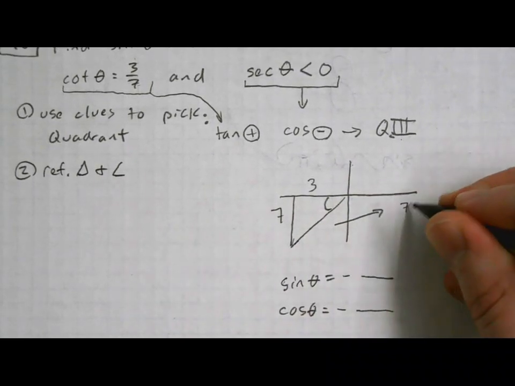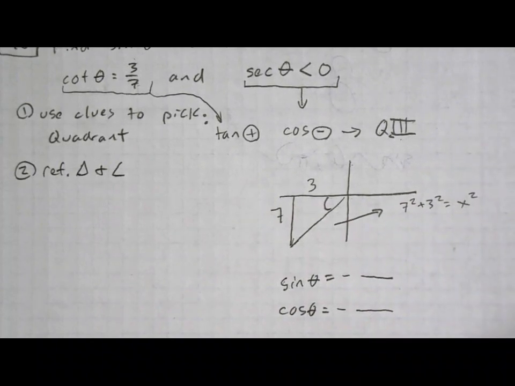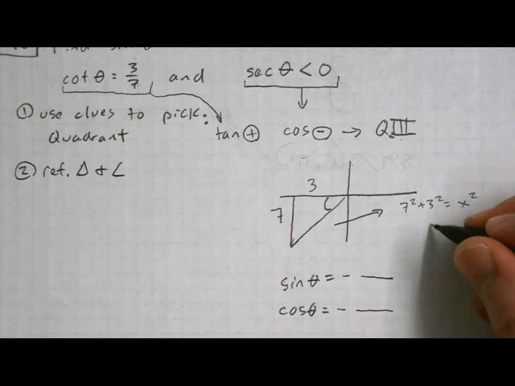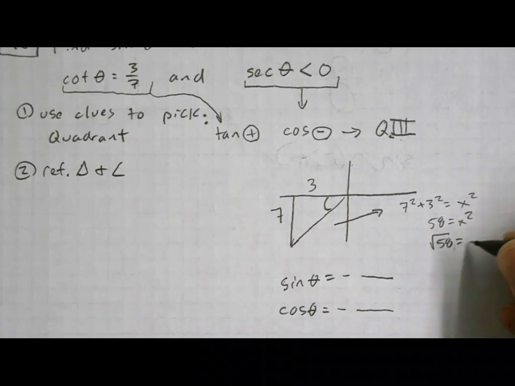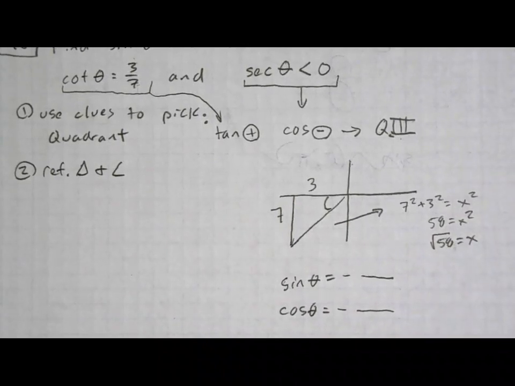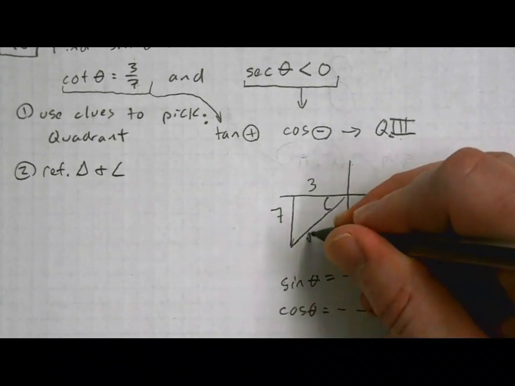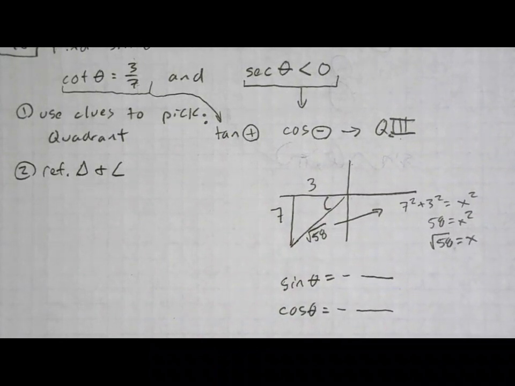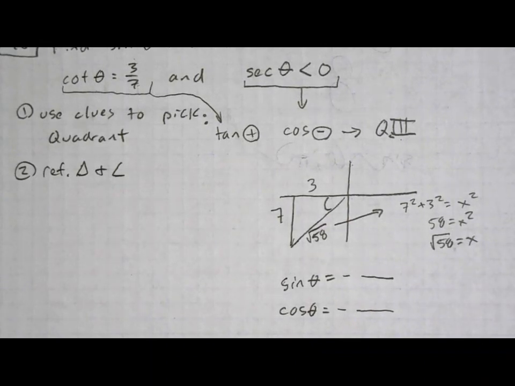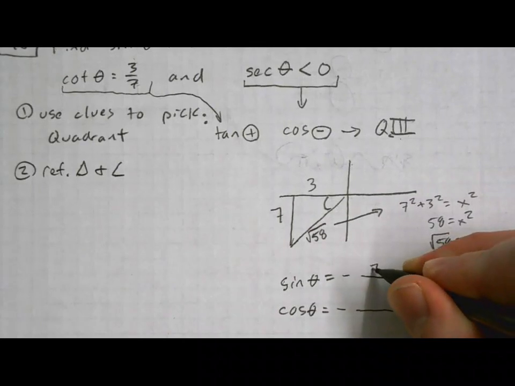Yeah. 7 squared plus 3 squared is x squared. 49 and 9. I don't think that simplifies either, does it? Root 58. Nope. Cool. So, sine is just opposite over hypotenuse. Oh man, we're gonna have to rationalize.